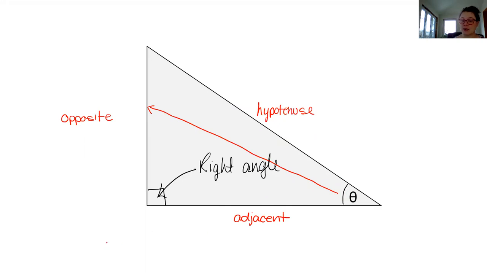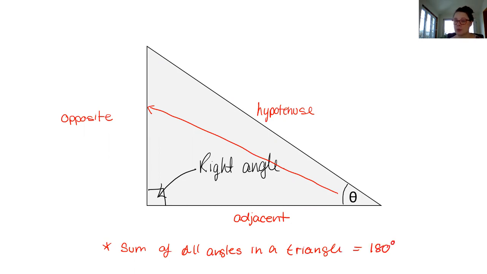Another important piece of information to make note of, something that I'm going to guess a lot of you know already, but you might have forgotten about it. The sum of all angles in a triangle is equal to 180 degrees. So that's something to keep in mind, and it'll come in handy for solving triangles.